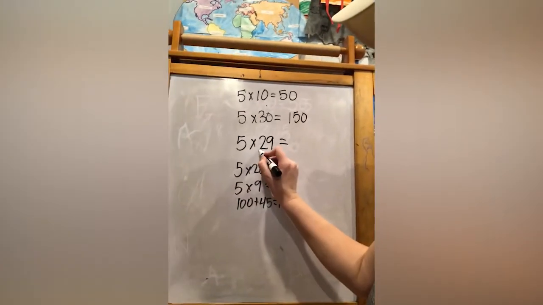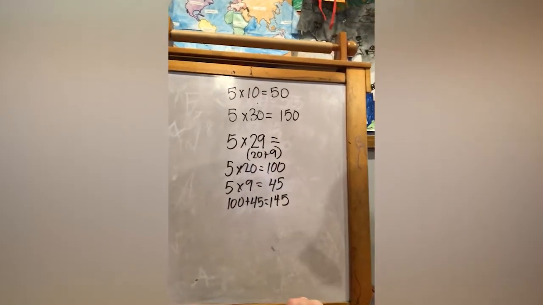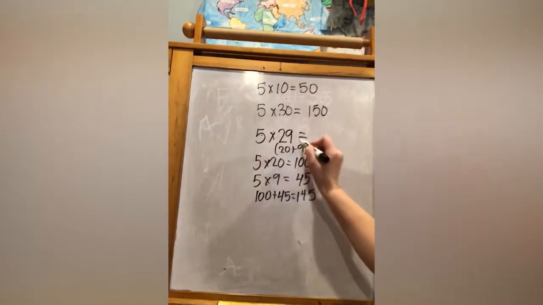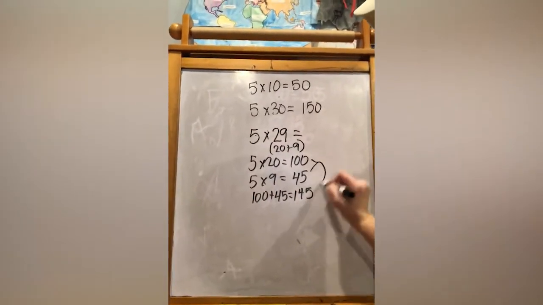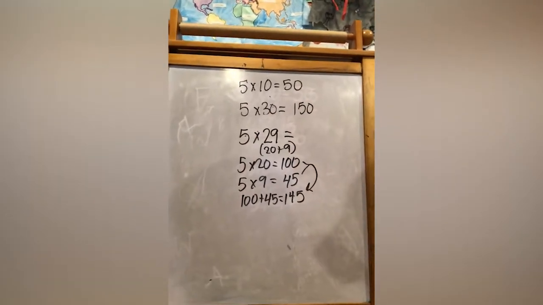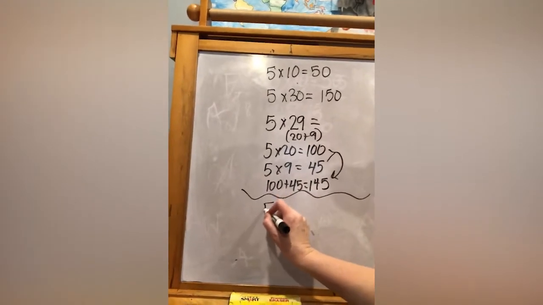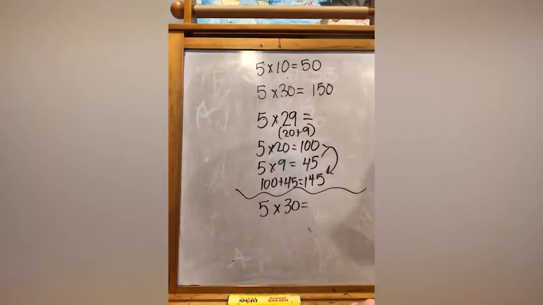So he broke his 29 into 20 plus 9. He used that distributive property, 5 times 20, 5 times 9, and went ahead and added those two products together to get to 145. What I was thinking is I would actually use my knowledge of 5 times 30 to help me out.